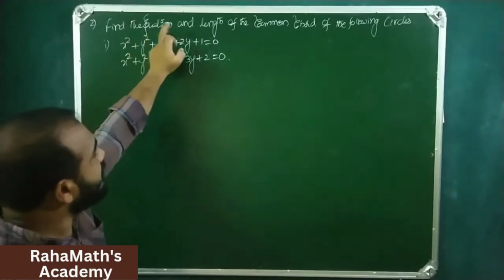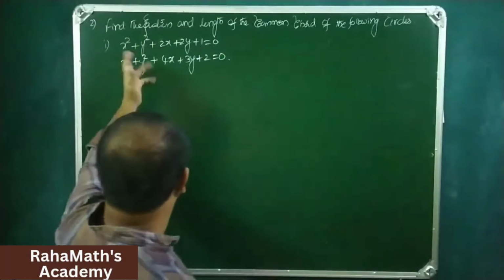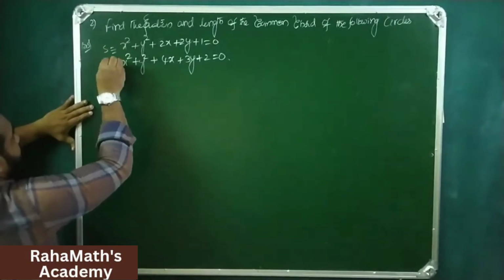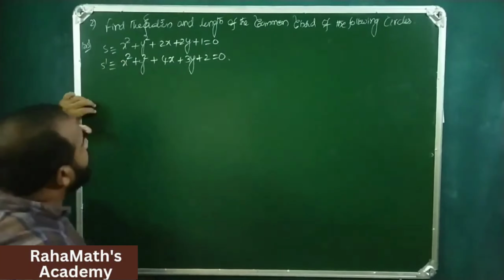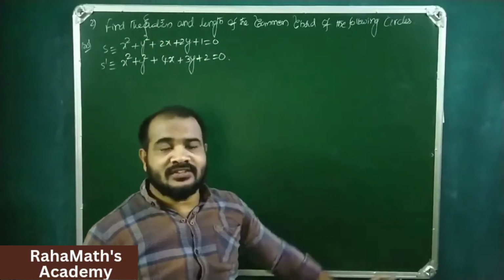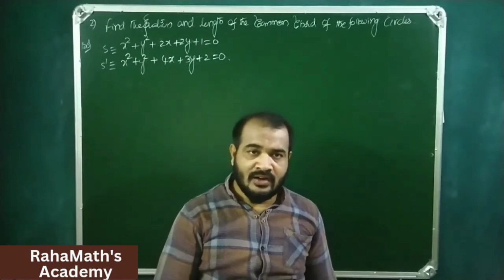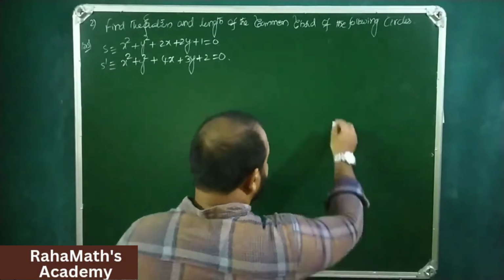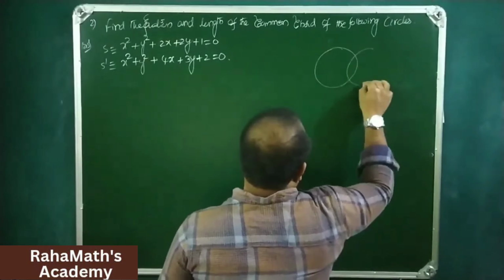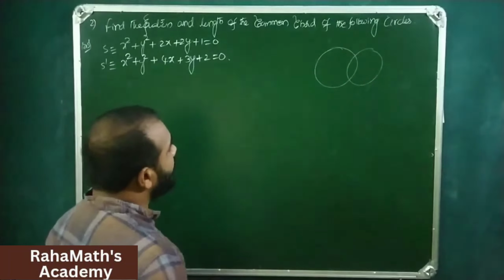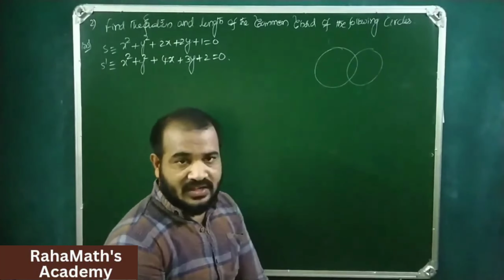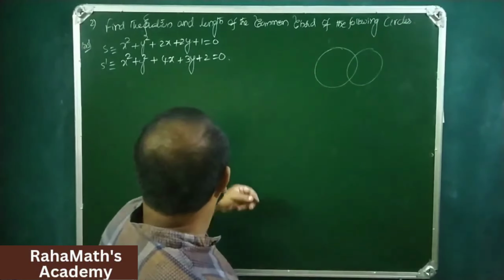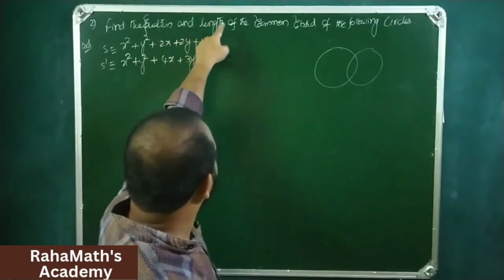Find the equation and the length of the common chord of the following circles. Two circles are given. Let us take S and S dash as usual. Common chord is mentioned there. That means we can understand that actually the two circles are intersecting circles. That means the circles will be like this. If the two circles are intersecting each other, then the common chord itself is nothing but the radical axis. So he is asking the equation and the length of the common chord.